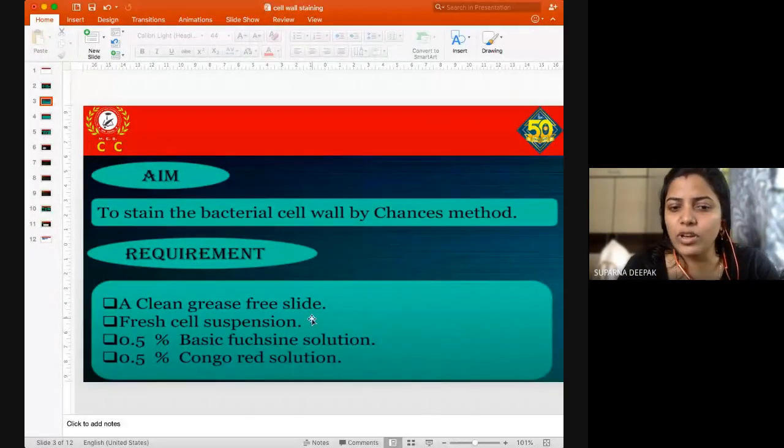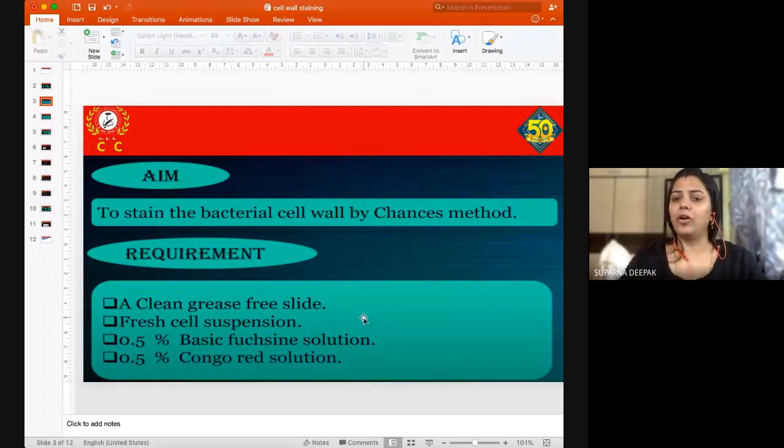And that is what your cell suspension will be made up of. Yes, a quick yes or no. Have you understood why an isotonic solution is used, or what a cell suspension is? Yes, students? Okay.